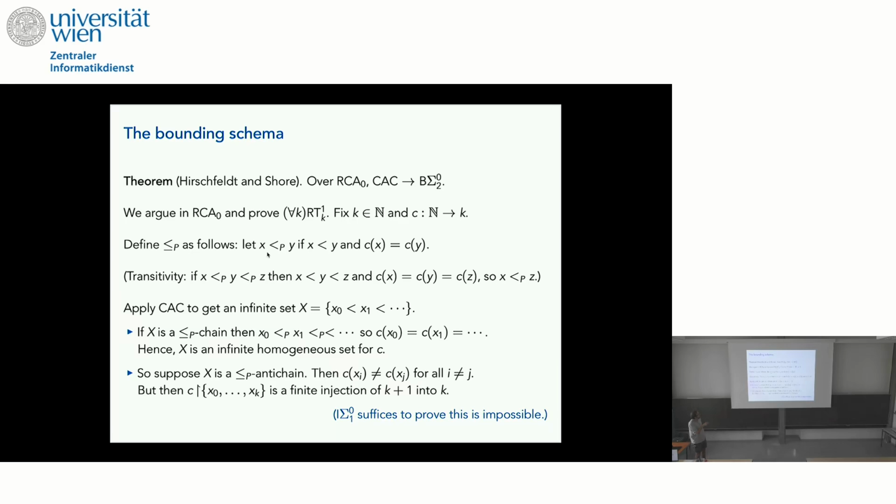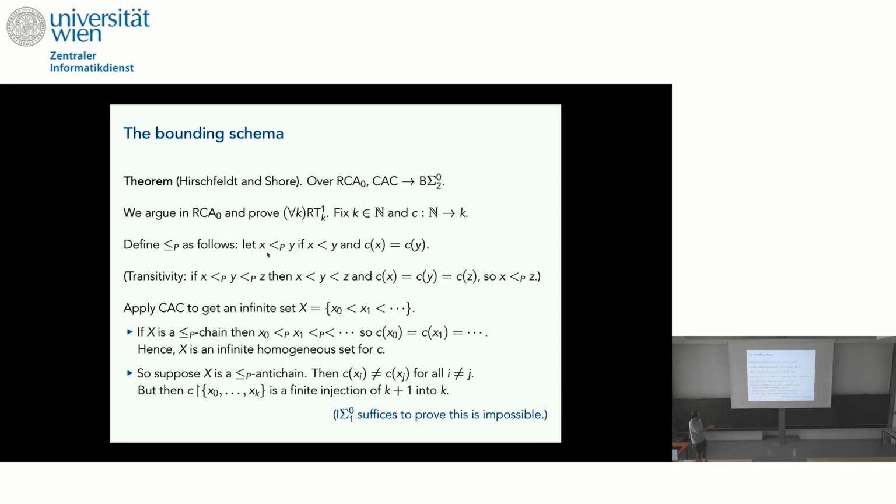And we define it as follows. We say x <_P y if x < y and they have the same color. It's sort of the most obvious partial order you might think of. And it's a partial order. You can check transitivity. If you have x <_P y <_P z, then x < y < z, and these two things have the same color, and these two things have the same color. So x and z have the same color, and therefore x <_P z. Okay, so it works. It's a partial order, so we can apply CAC to it.